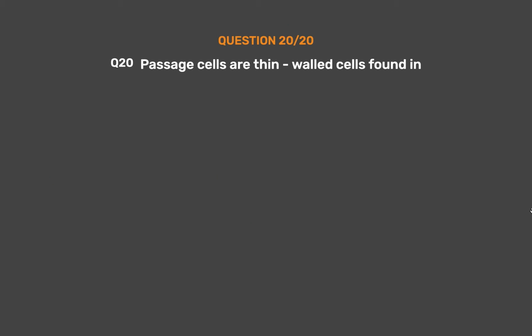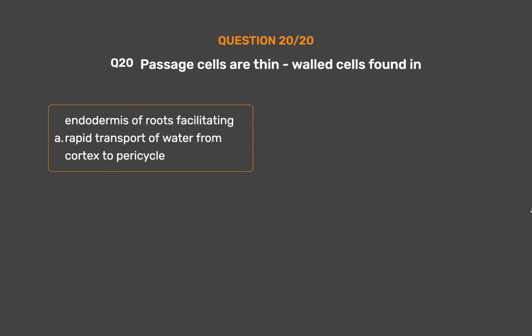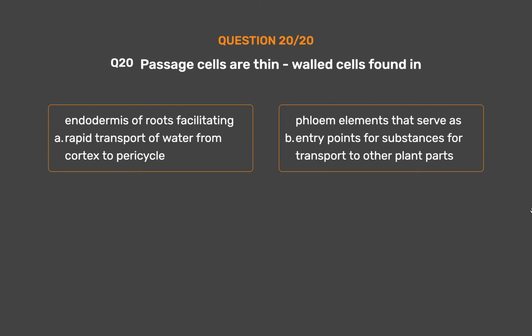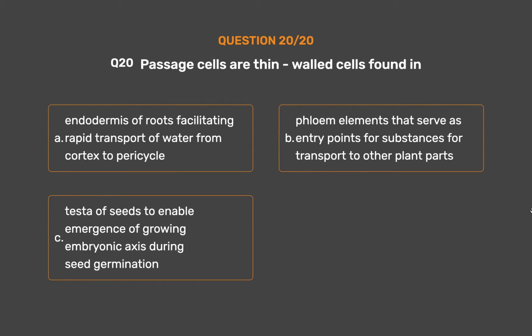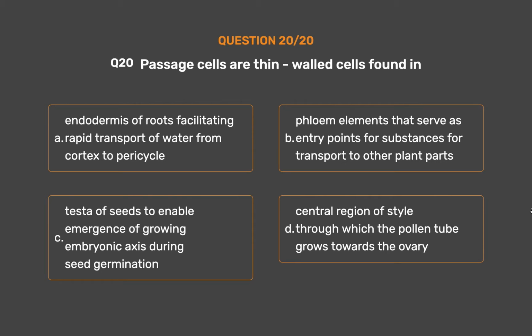Question number 20. Passage cells are thin-walled cells found in option A. Endodermis of roots facilitating rapid transport of water from cortex to pericycle. Option B. Phloem elements that serve as entry points for substances for transport to other plant parts. Option C. Testa of seeds to enable emergence of growing embryonic axis during seed germination. Option D. Central region of style through which the pollen tube grows towards the ovary.